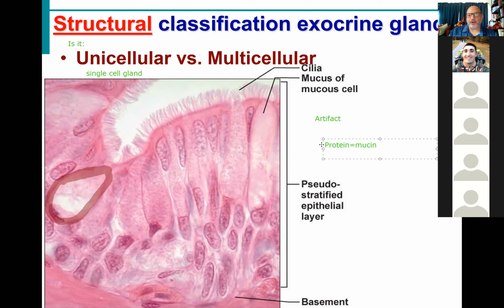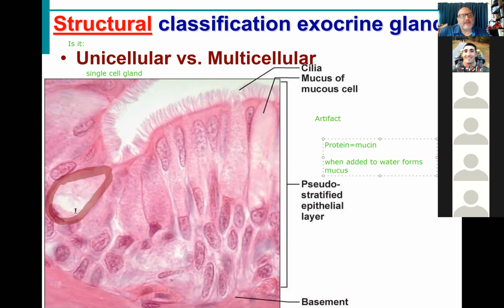Mucin is a protein that, when added to water, forms mucus. So your cells don't actually make mucus. What they actually do is they make a protein called mucin. They release that mucin into the lumen of the tissue, where it mixes with water and becomes mucus. All right, oops, I spelled that wrong. There you go. Forms mucus.